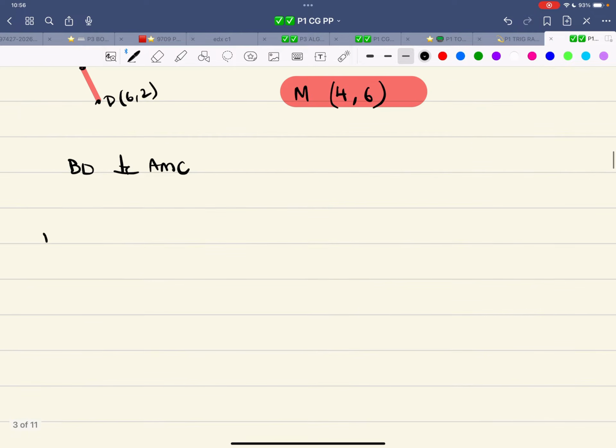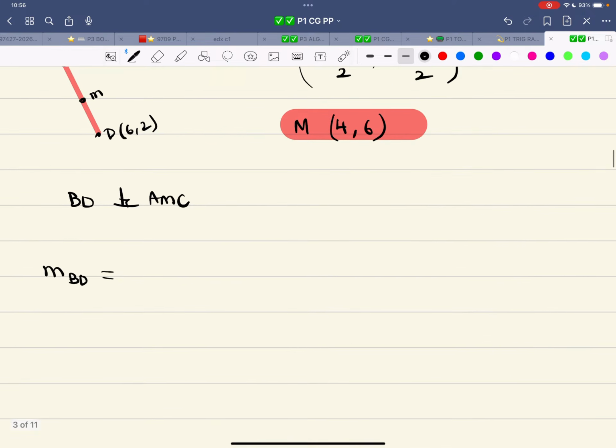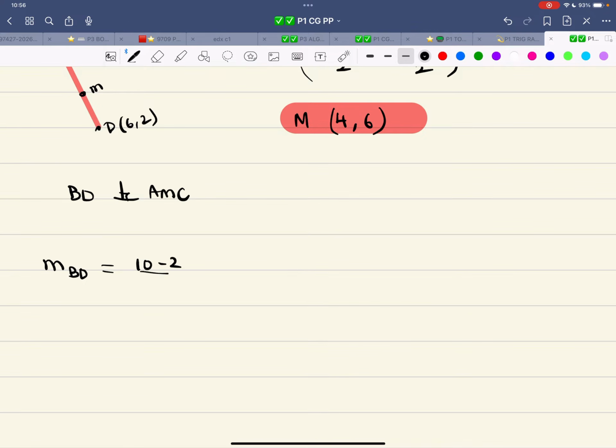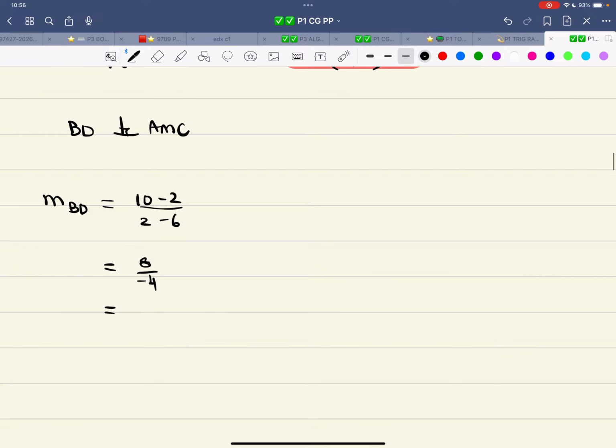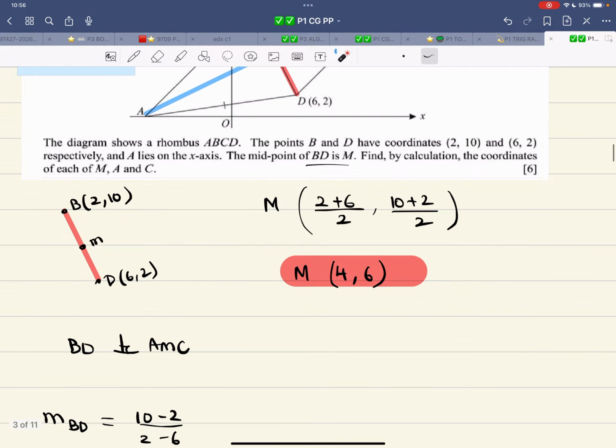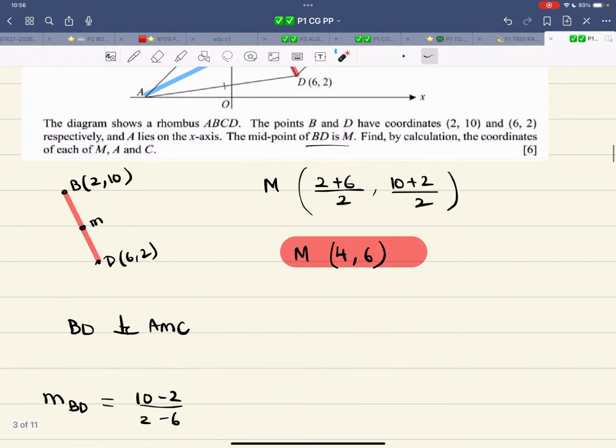Now, first of all, let me find the gradient of BD, which is 10 minus 2 over 2 minus 6. 10 minus 2 is 8. 2 minus 6 is negative 4. Divide, you get negative 2. And it also makes sense. You can see that the gradient is negative.